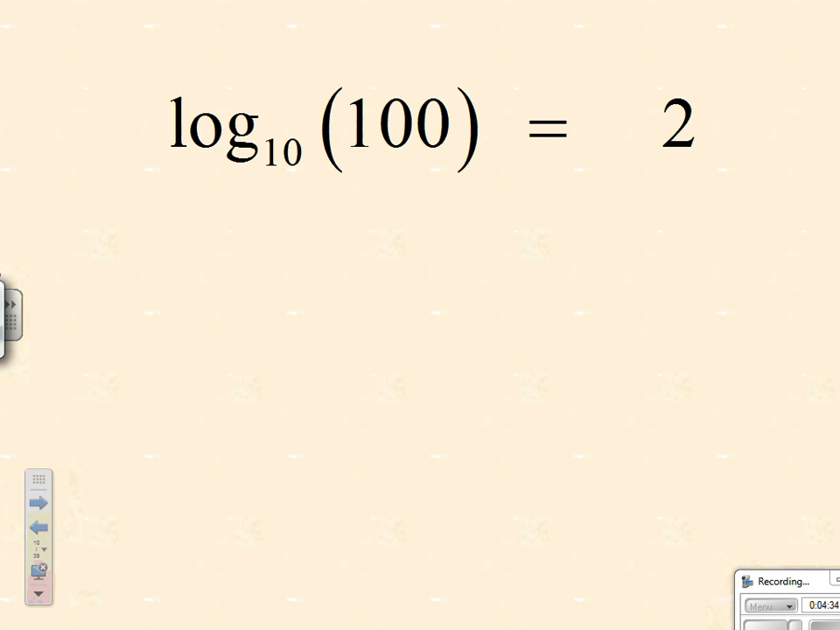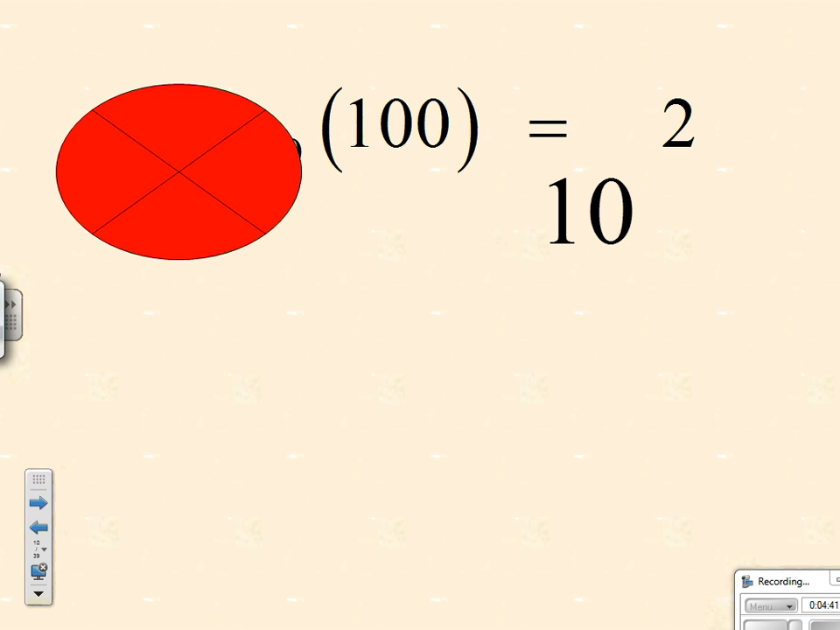We can always convert logarithms to exponential form. Log base 10 of 100 is 2 is the same as 10 squared.